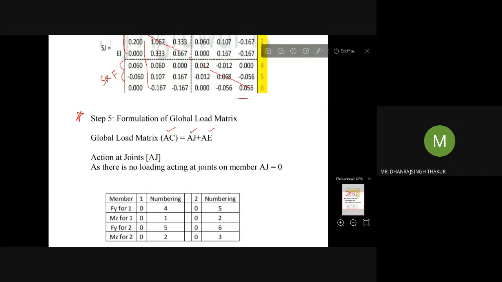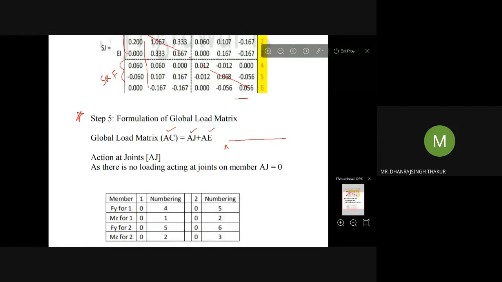Okay, so to assemble the global load matrix, first of all you should know the meaning of this. What is AJ and what is AE? So AJ, J means joint. So AJ means joint load matrix. Okay, or we can say it is action at joints. So for that you need to refer to a problem.